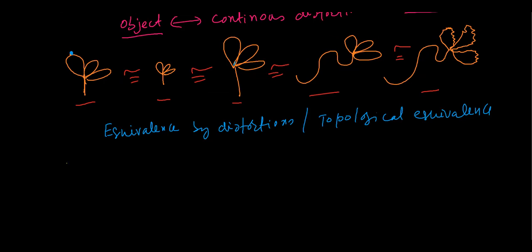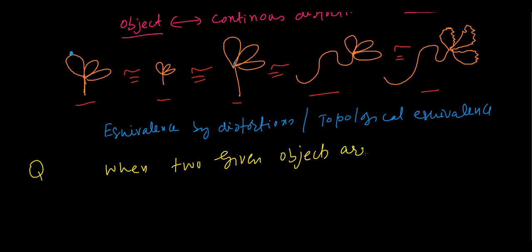Okay, so now we would like to move towards an interesting question, which is really the opposite of it. We saw the meaning of equivalence by distortion, or topological equivalence, of two objects, but you can ask the question: when are two given objects in this strange universe made up of the flexible material not topologically equivalent, or not equivalent by distortions?